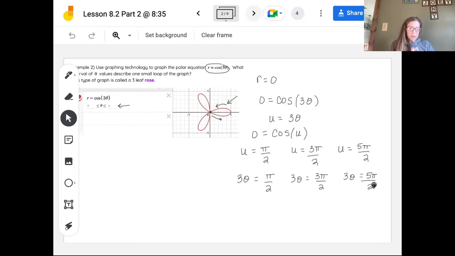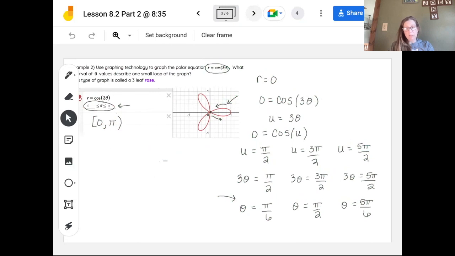And then to get theta by itself, of course, we'll divide everything by 3. Now I'll have pi over 6, pi over 2, and 5 pi over 6. Thinking about cosine by itself, we see that it repeats itself between 0 and pi, excluded. So we're going from 0 to pi. All of our solutions that we found are within 0 to pi, which is awesome.